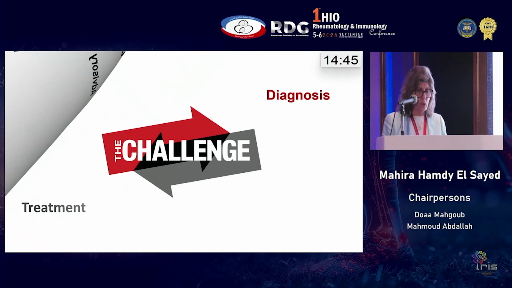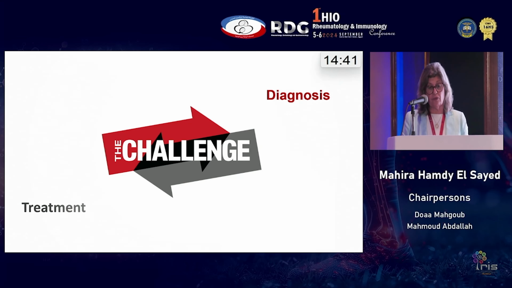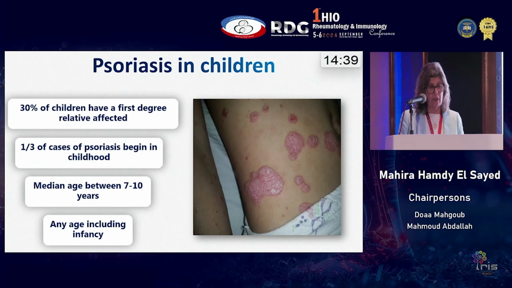I'm going to talk about another difficult to treat subject, which is psoriasis in children. Those are my disclosures. It's a very challenging disease, both in terms of diagnosis and in terms of treatment. When I was a resident 40 years ago, they used to tell us psoriasis in children will go away in time, that it's harmless and the patient will improve. But we discovered later on that this is not true.